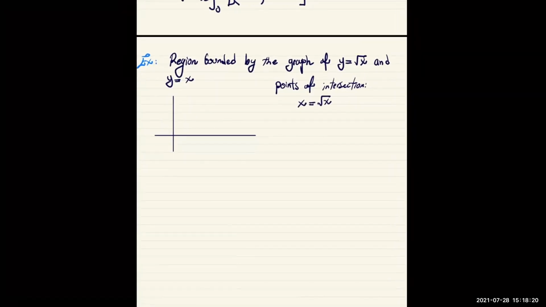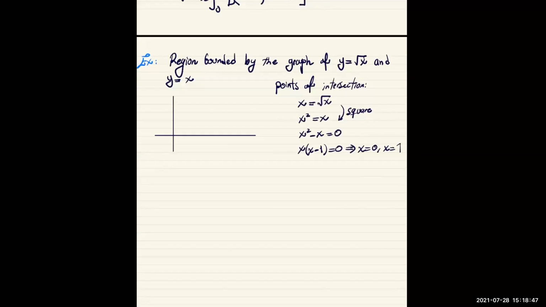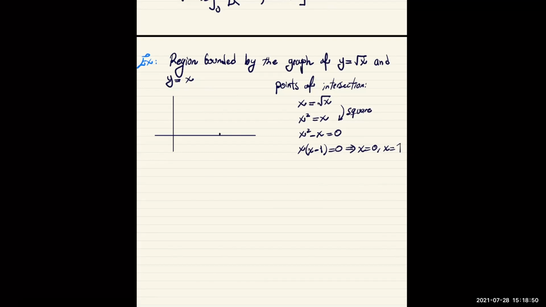If you don't see that, just square both sides. You get x squared equal to x. And then move over to the left, set equal to 0. Factor out the x. You get x times x minus 1. And that gives you x equal to 0 and x equal to 1. Those are the intersection points. And the y value is just 1, because if I plug in 1 into either of these, I'll get 1.